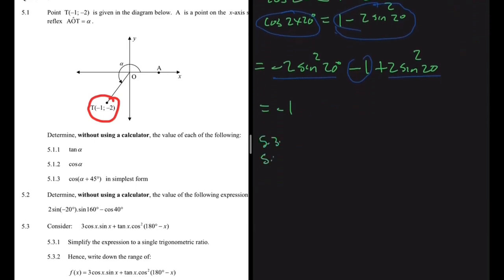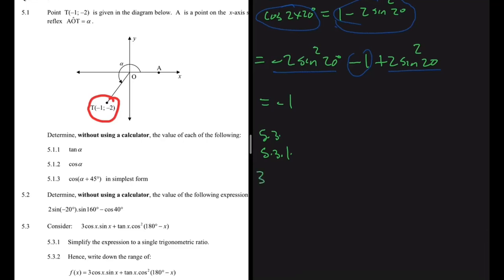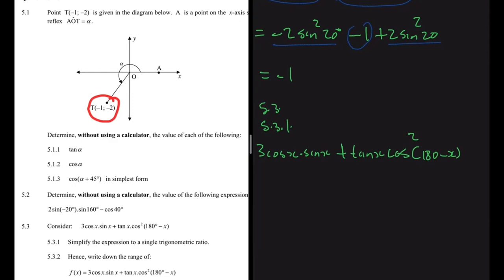5.3 says consider, and we're given an expression, and then we are told to simplify that expression to a single trigonometric ratio. So let's write that expression down. We have 3 cos x multiplied by sine x, and then plus tan x multiplied by cos of (180 minus x) squared, right? And then we're supposed to simplify it. So let's see what we can do.